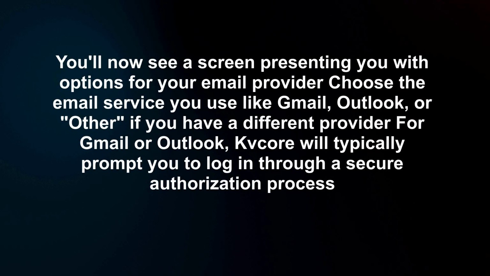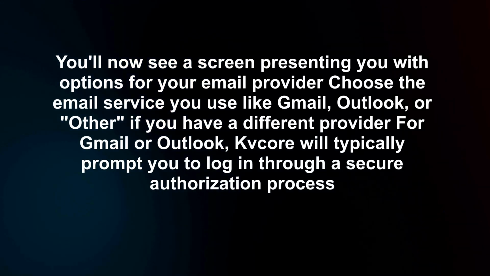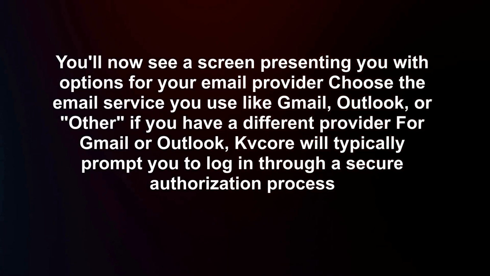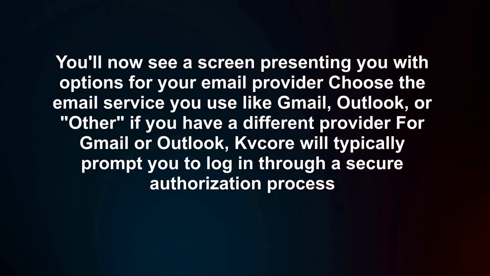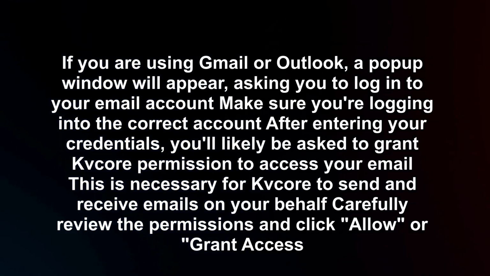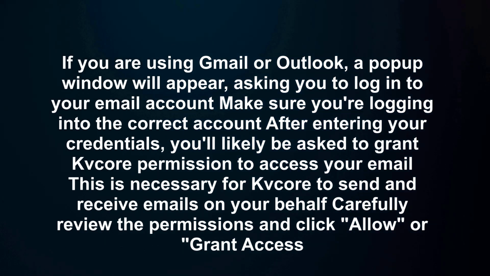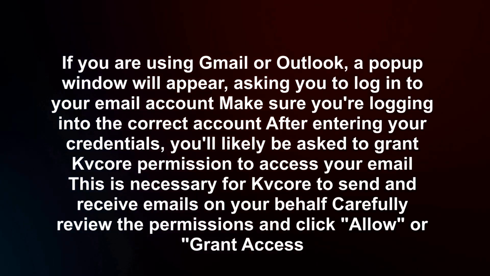Click on that. You'll now see a screen presenting you with options for your email provider. Choose the email service you use, like Gmail, Outlook, or other. If you have a different provider from Gmail or Outlook, Kvcore will typically prompt you to log in through a secure authorization process. If you are using Gmail or Outlook, a pop-up window will appear, asking you to log into your email account. Make sure you're logging into the correct account after entering your credentials.